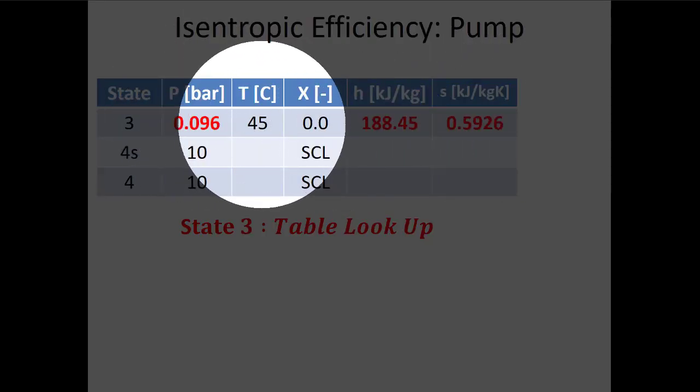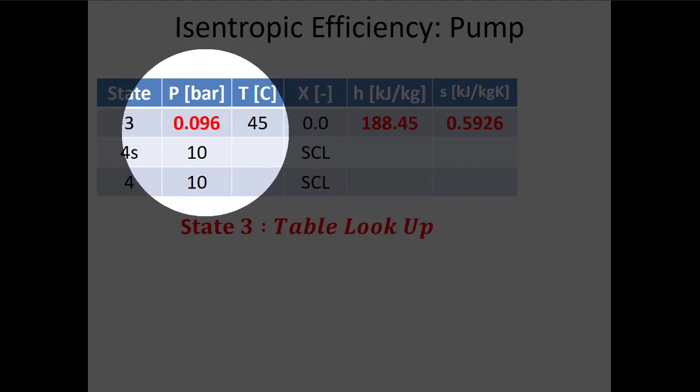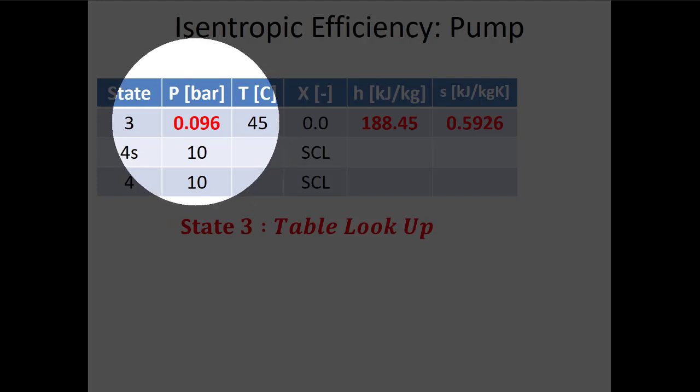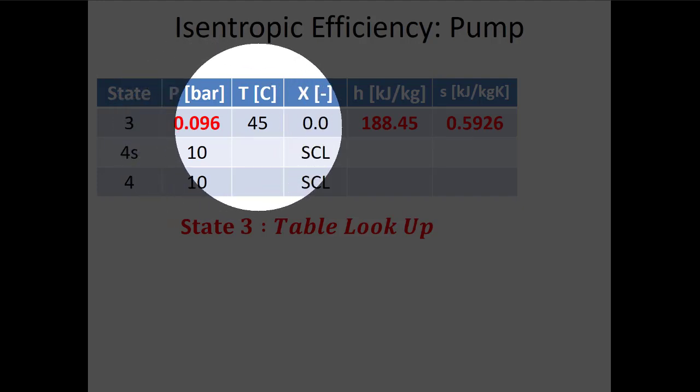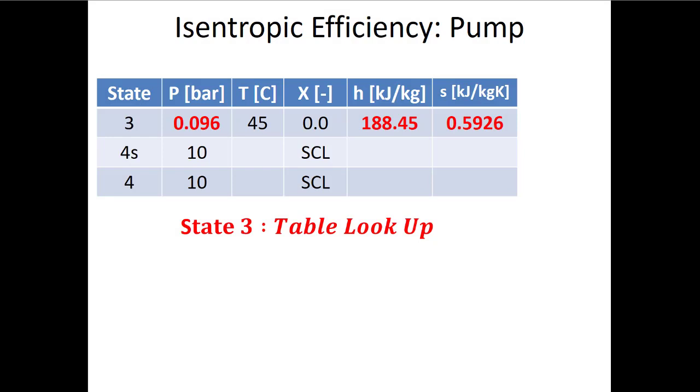So if I look at this table, this is a two-phase table. I look for the row that has 45 degrees. Hopefully it's there. Otherwise, I have to interpolate. But the next column over is going to be the pressure. So this is the pressure for water to be boiling at 45 degrees. Here we see that the pressure is pretty low. So we put that into our table.